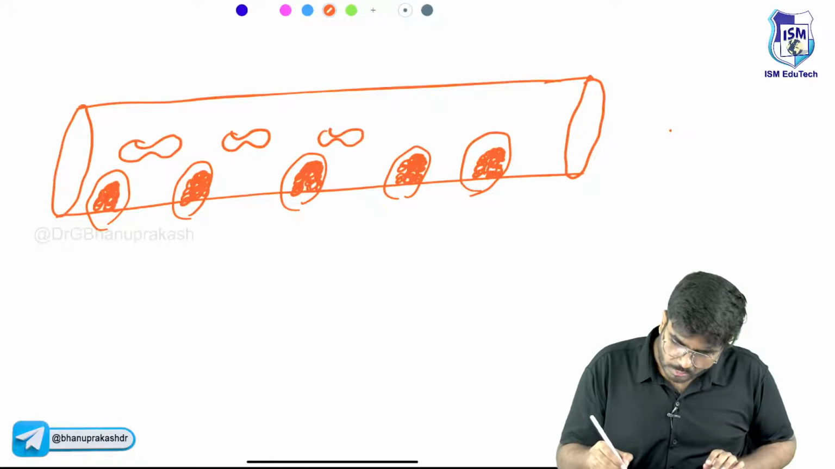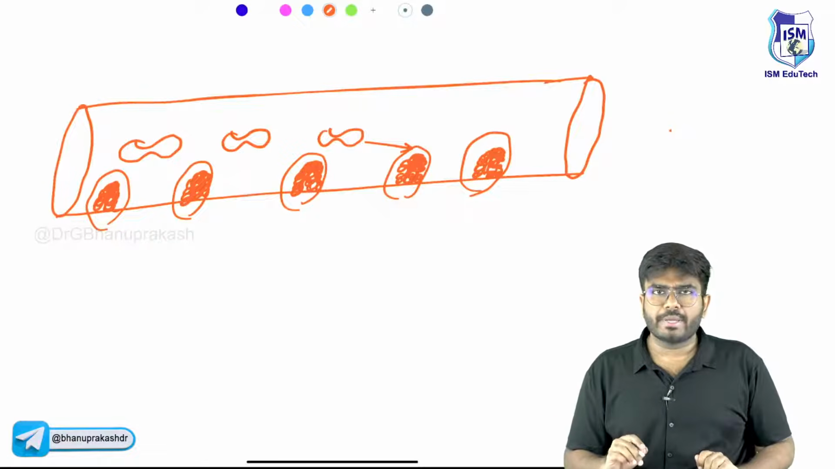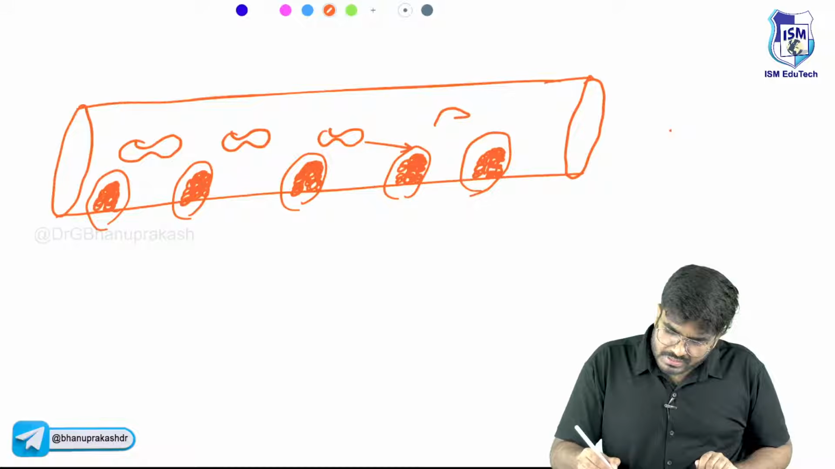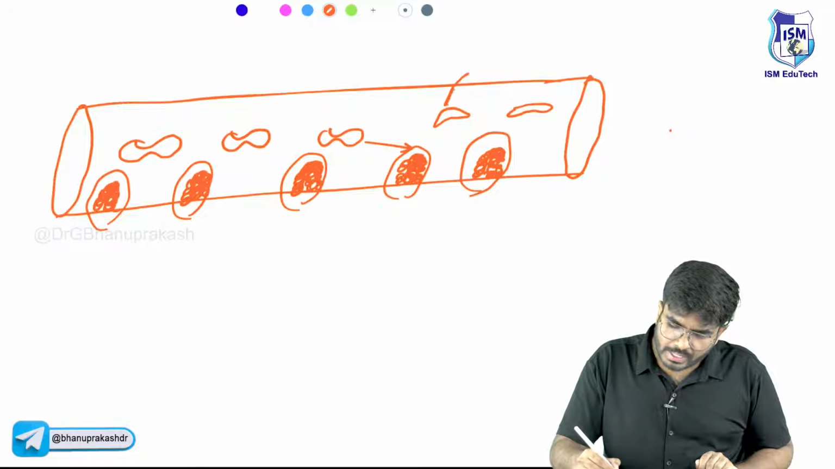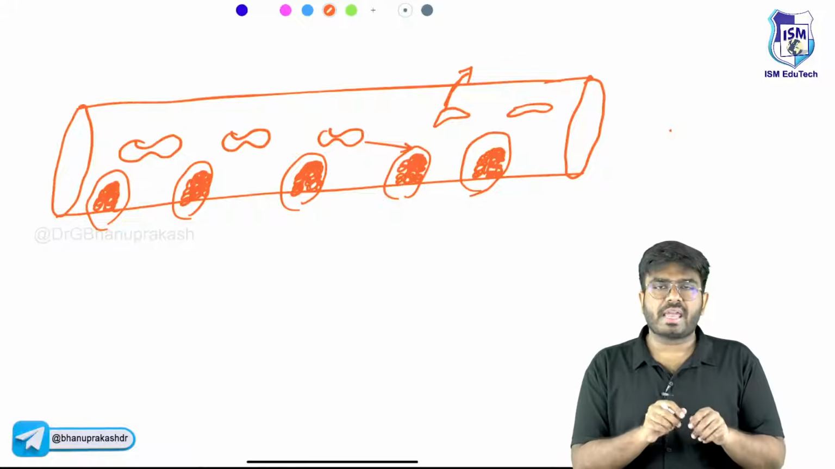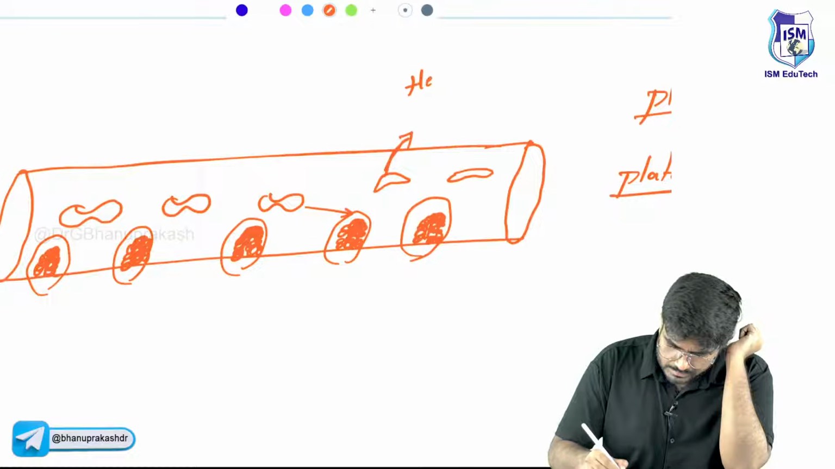So these RBCs are going to hit this platelet microthrombi, and the RBCs are going to break. Okay, RBCs are going to break. Now these RBCs which are having the breaks are called helmet cells.